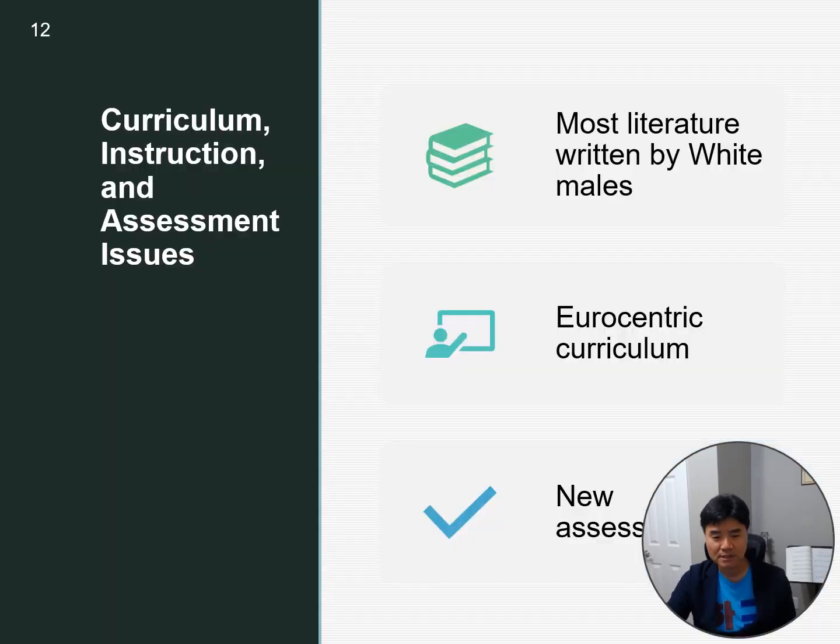And curriculum, instruction, and assessment issues. Most literature is written by white males. Eurocentric curriculum. We are using it. New assessments. So we can think about assessment actually. That's an important thing we can discuss. Assessment: if teachers are changing curriculum and instruction to be more responsive, then they must also assess student learning in new and different ways. So tests and quizzes and other short answer forms of assessment will not provide a true picture of what each student knows and is able to do.